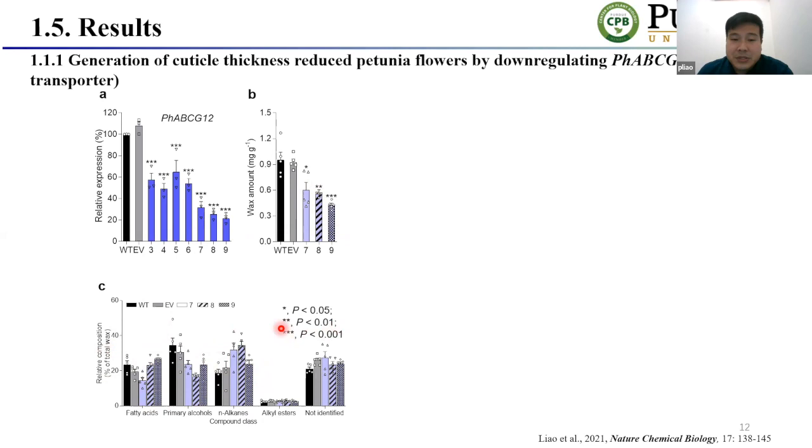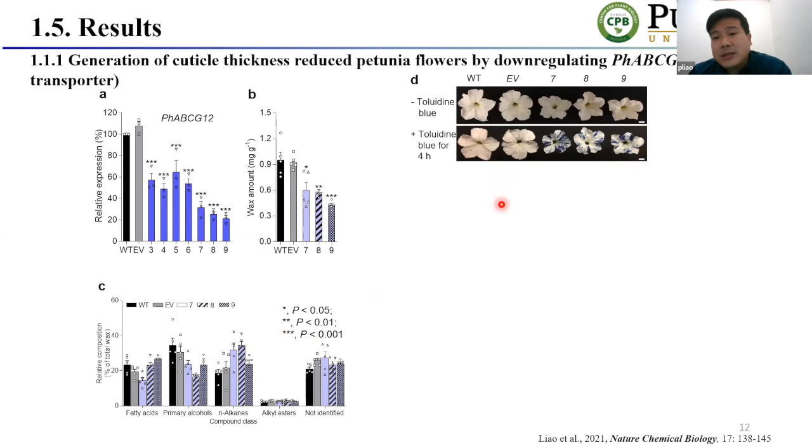To test whether there is any deficiency of the cuticle in the transgenic plants, we used the toluidine blue dye, as you can see here. When the cuticle is intact, it has no effect on the wild type. When there is some deficiency, the toluidine blue more easily penetrates inside and shows blue color. As you can see here, after 4 hours of staining, we can clearly see the blue color on the three RNAi lines, but not on the wild type and the vector control, indicating that there is indeed some deficiency of the cuticle after downregulating ABCG12.